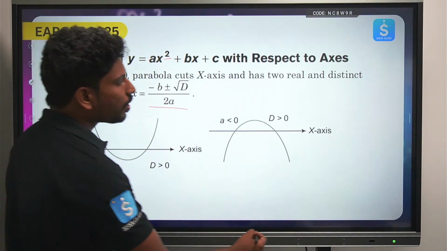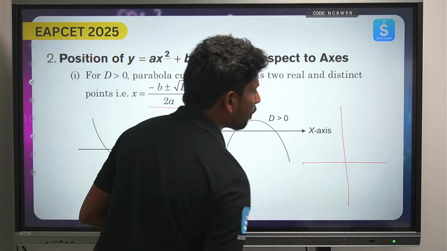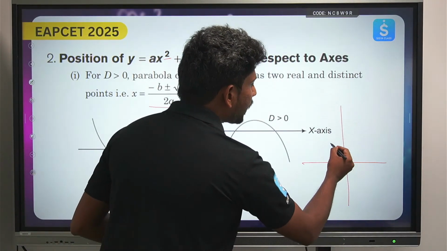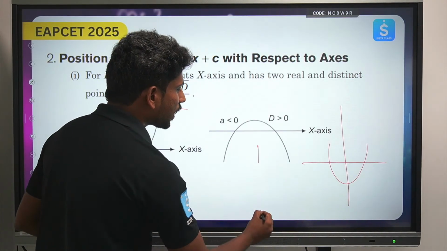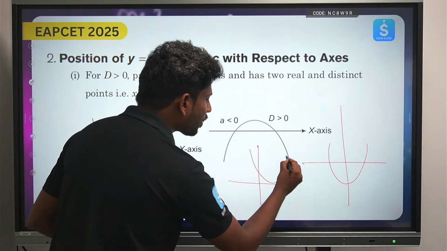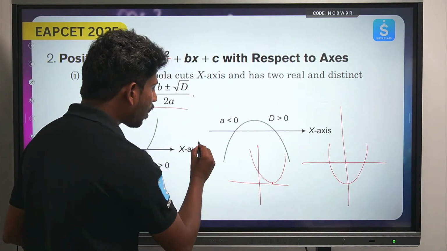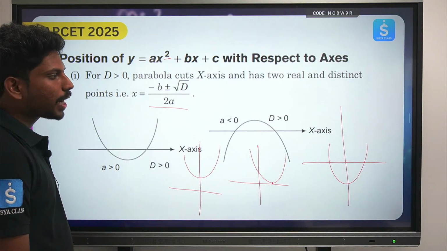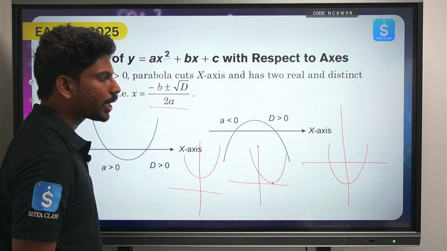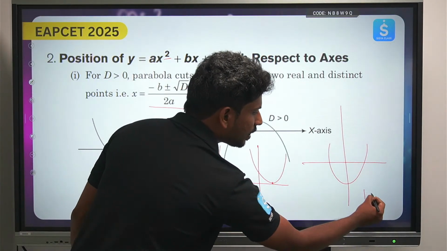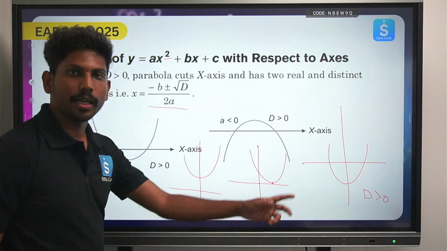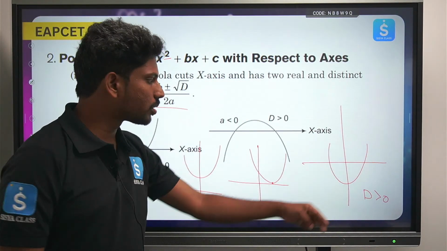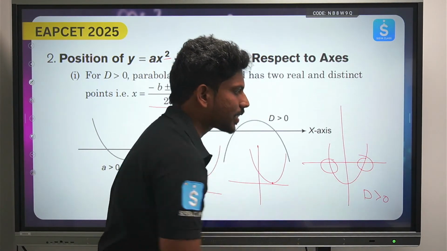So the number of ways in which you can draw a parabola is: either it touches the x-axis at two points, or it touches just at one point, or it never touches at all. But when you look at these 3 cases, what do you understand? Here the discriminant is greater than 0. That means with discriminant greater than 0, how many roots do we get? 2 roots. See here, how many times it intersects the x-axis: 2 times.